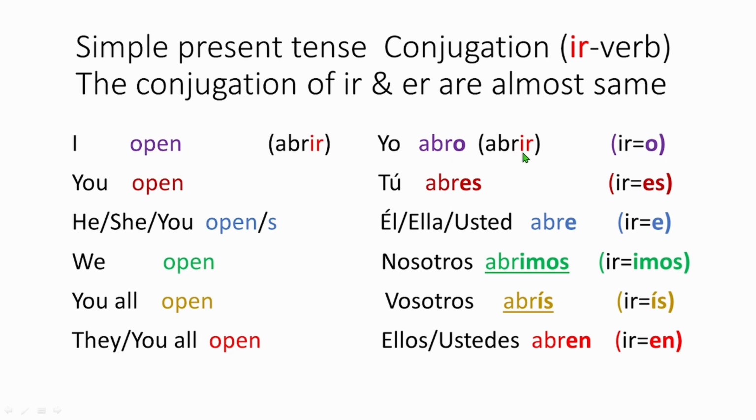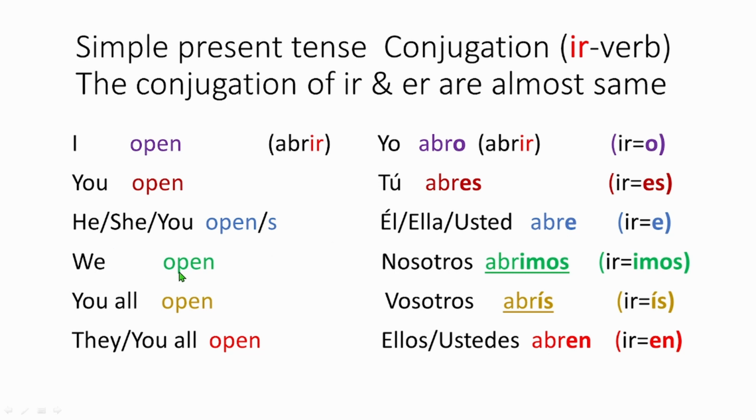IR to O, we replaced IR with O. Yo abro. Now if you say you open, for the second person, you say tú abres. Here's the rule, right? Tú abres. Always compare with the original verb. Here's the original verb. We are always playing with the original verb, right? We replace the IR and put something there. He, she, and you formal open: él, ella, usted abre. Abre, and this is the rule for how we make that. The words that are replaced, I have highlighted and made bold so you can know which word has been replaced. We replaced IR with E.